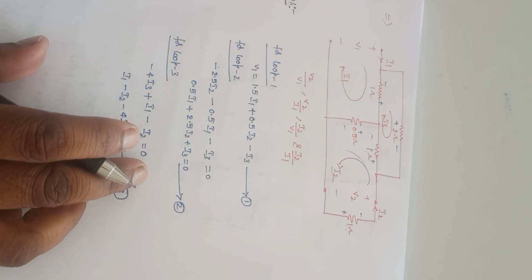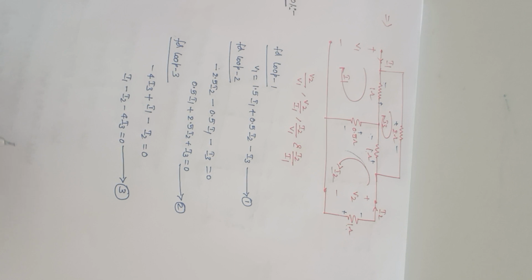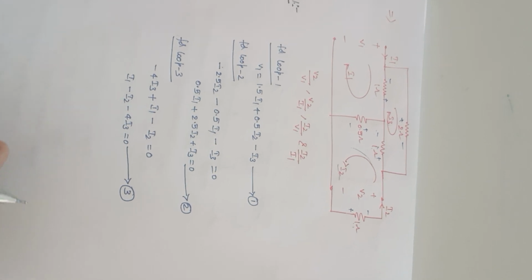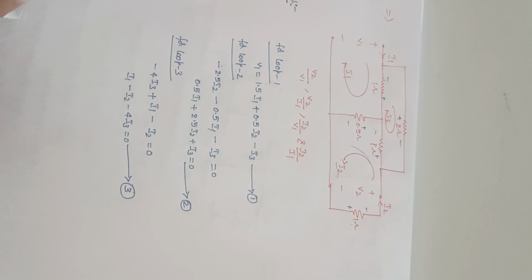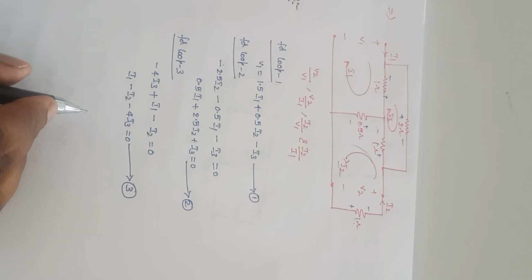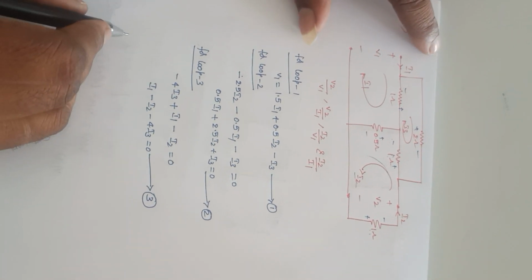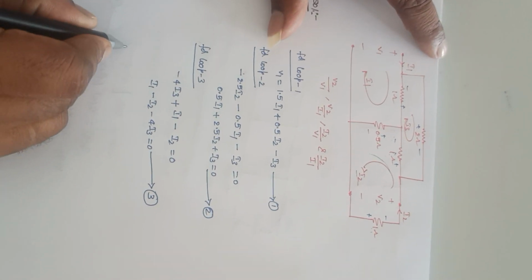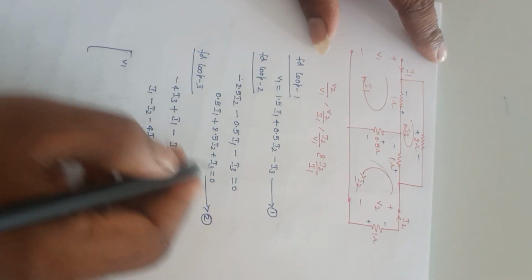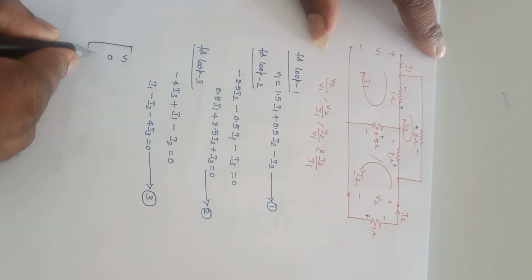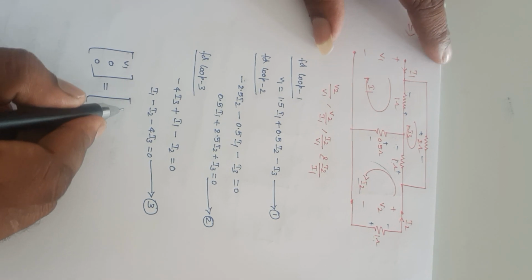So after writing these equations, let us write these expressions in vector matrix form. So what is this vector matrix form? It is V1, 0, 0, and it is 0, that is equal to this expression.